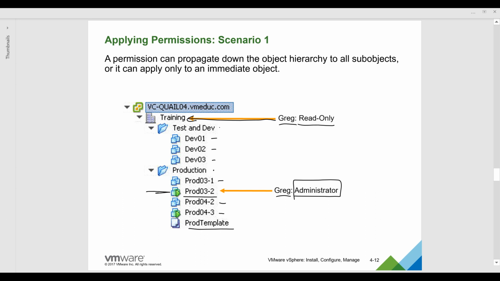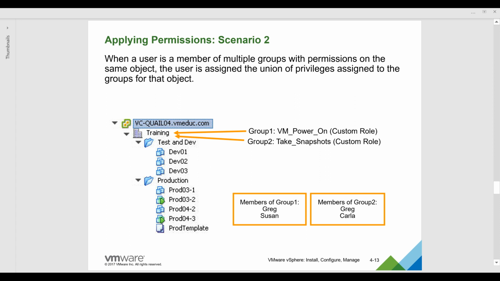Okay, so let's dig a little deeper. Let's go to this scenario. What about when a user is a member of multiple groups with permissions on the same object? The user is assigned the union of privileges assigned to that groups for that object.